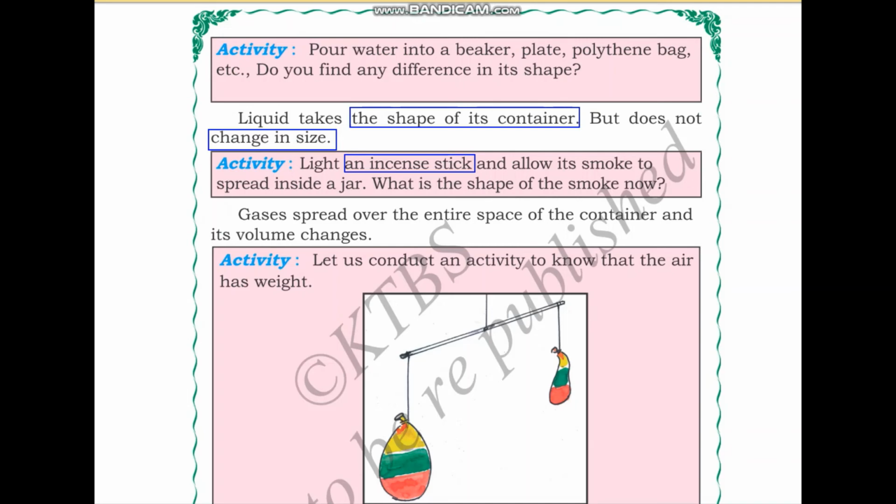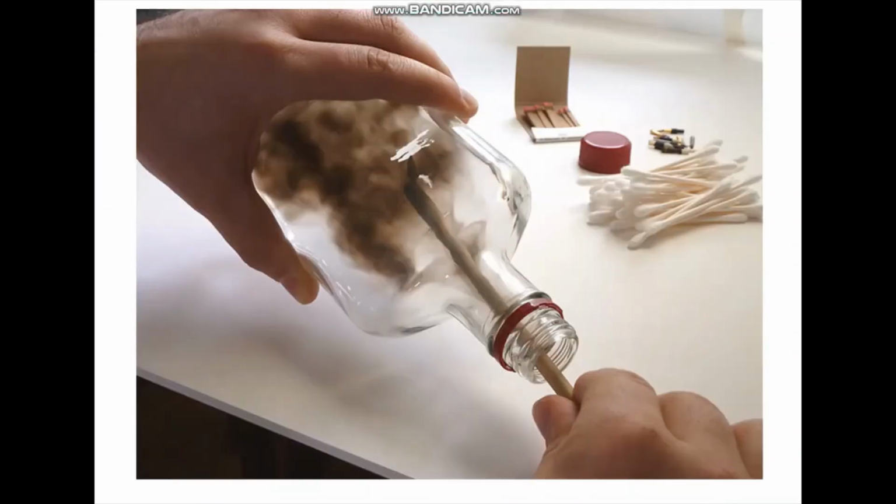You can see that it would not have any particular shape. Instead, it would be present inside the entire jar. I'll show you a picture of this. You can see here that there is a jar and they have lit up an incense or an agarbatti stick inside the jar. And if you can see the shape of the smoke, it is starting to occupy the entire jar and it does not have any particular size.